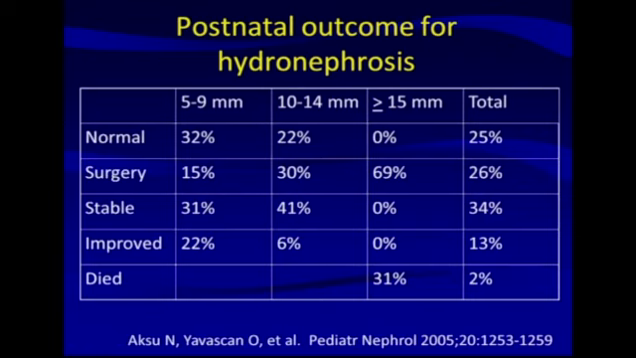And you can break this down in another paper based on degree of hydronephrosis, just to show you that when the degree of dilatation is small, 5 to 9 millimeters, the chances that the child will be normal, stable, or improved is very high. But when the degree of hydronephrosis is severe, the likelihood of surgery increases tremendously. And in this particular study, there were several children who died. This was related to other abnormalities, not their renal pathology.